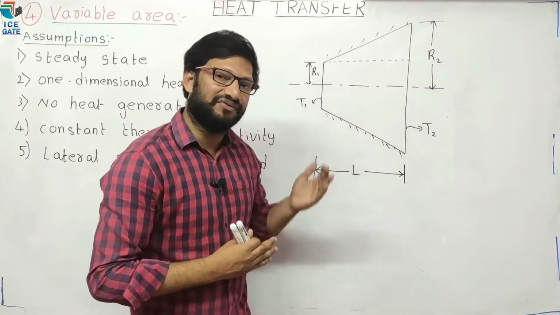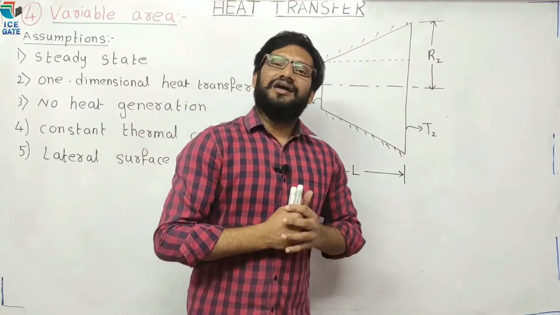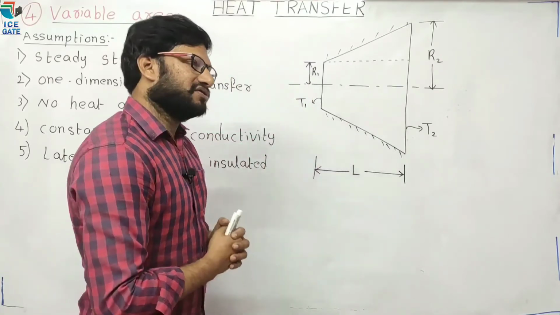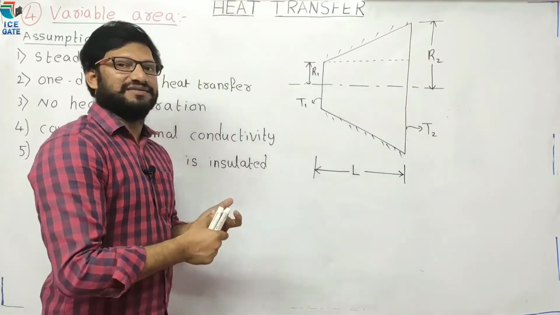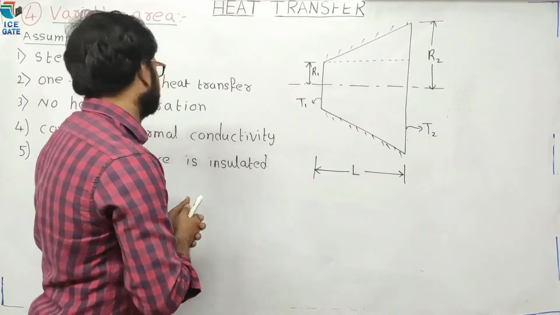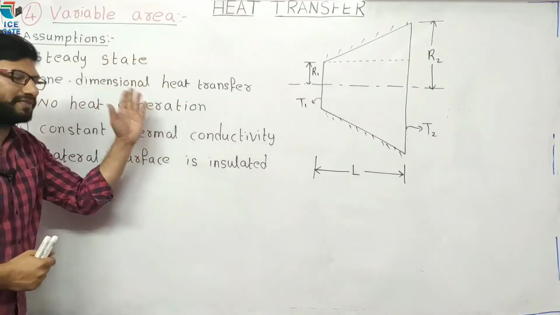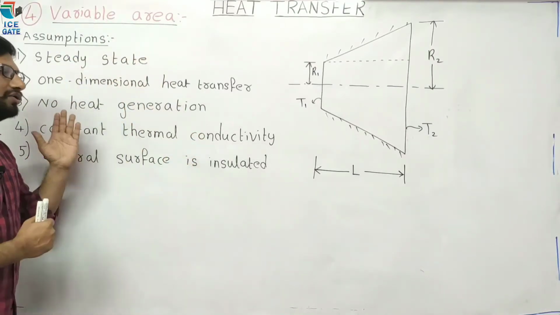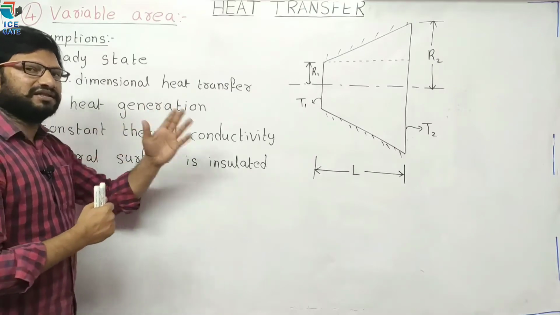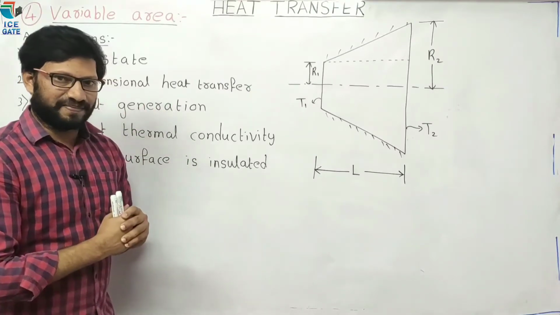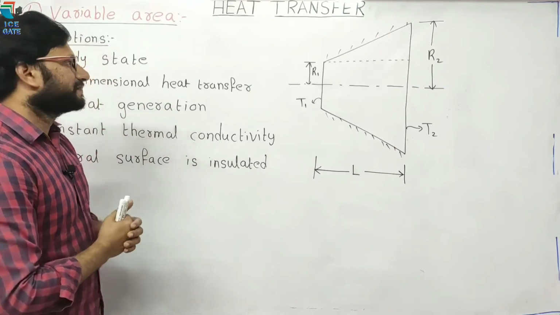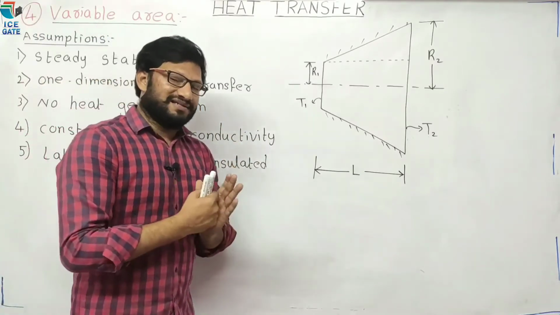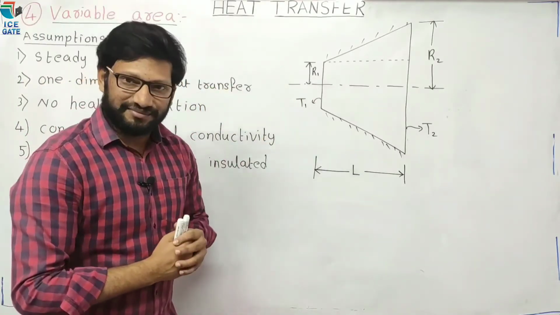The basic concepts of heat transfer. Now, in previous classes, we have seen plane slab, cylinder and sphere under these assumptions. What are the assumptions? Steady state, one-dimensional heat transfer, no heat generation, constant thermal conductivity. Now, in this class, we will do analysis on variable area.